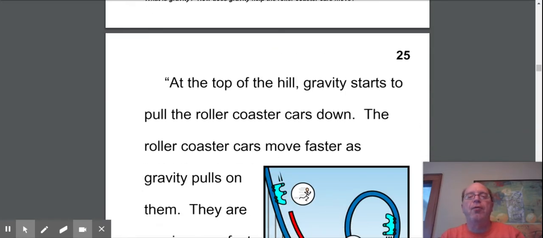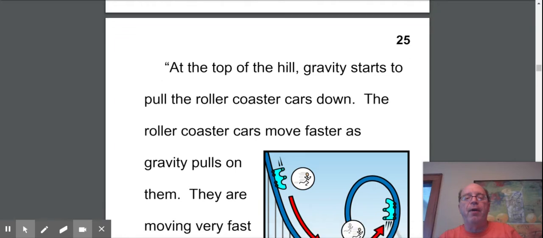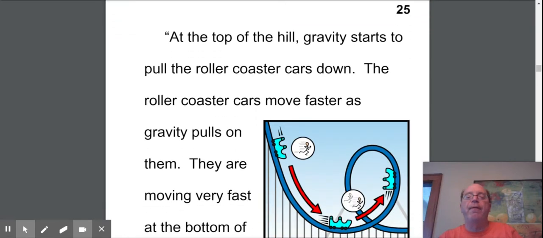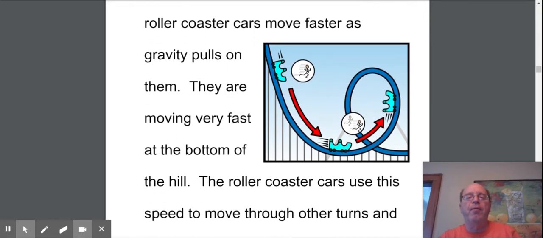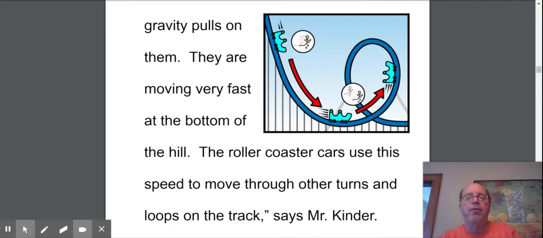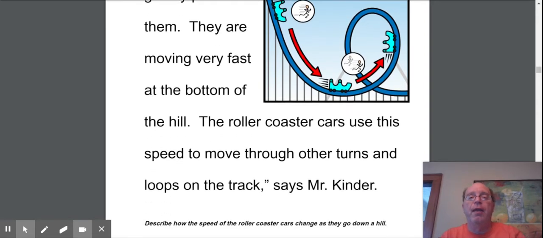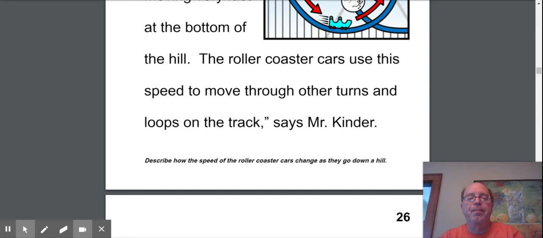At the top of the hill, gravity starts to pull the roller coaster cars down. The roller coaster cars move faster as gravity pulls them. They are moving very fast at the bottom of the hill. The roller coaster cars use this speed to move through the other turns and loops on the track, says Mr. Kinder. So they're moving very fast. And that's what the gravity is causing them to help use that speed to do the turns and loops.